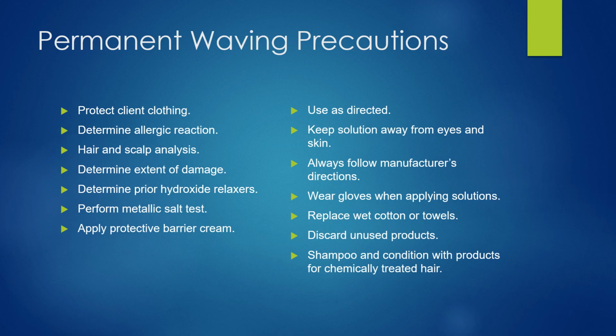Lastly, we'll discuss perm safety precautions. First, always protect the client's clothing. Have the client change into a gown or use a waterproof cape and double drape with towels to absorb accidental spills. Beware of previous allergies. Do not give a permanent to any client who has experienced an allergic reaction to a previous perm.